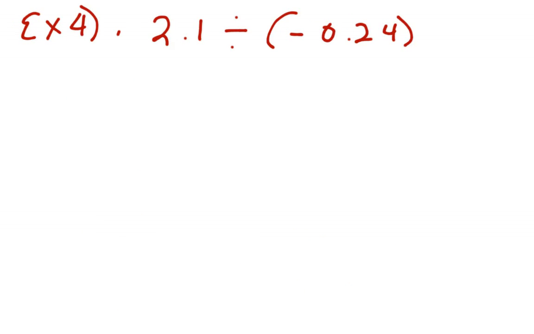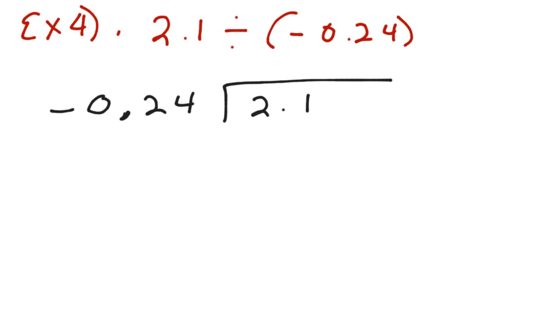Here we have a division problem that also has a negative. So let's do this one. Example 4, 2.1 divided by negative 0.24. First thing I'm going to do is write this as a long division problem. And my divisor is the negative number, the 0.24. So that's going to go on the outside of my long division box. And the dividend is 2.1. The divisor, the one doing the dividing, is negative 0.24.